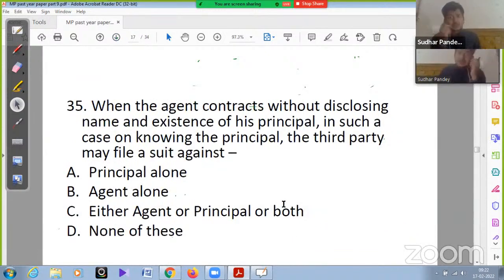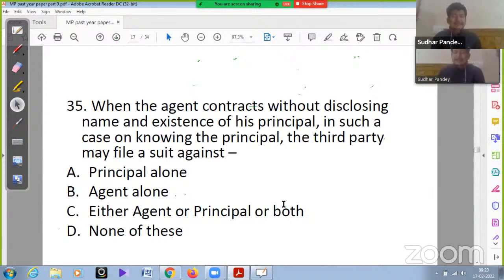When the agent contracts without disclosing the name and existence of his principal, in such a case, on knowing the principal, the third party may file a suit against: A, principal alone; B, agent alone. Ankita Gupta ji says C is the correct answer for 33, yes. Now options are A, principal alone; B, agent alone; C, either against agent or against principal or both; D, none of these. Question number 35.